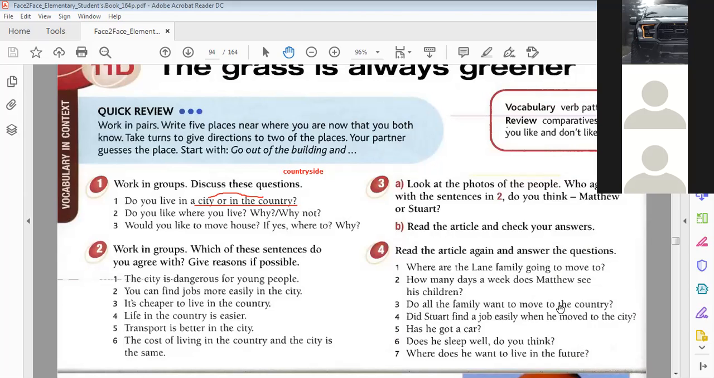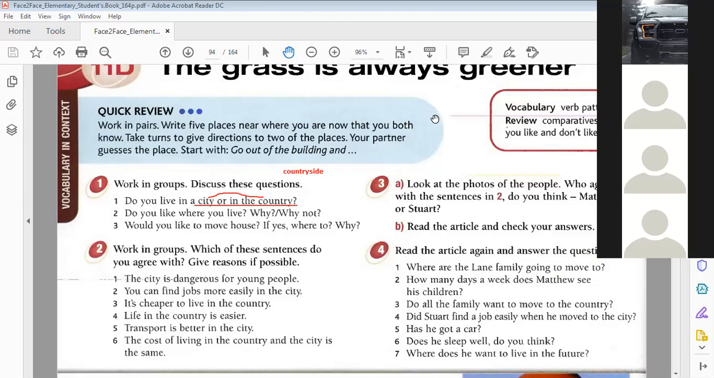Selma, can you read number two? What do you think of number two, Selma? Okay, you can find jobs more easily in the city. I agree. You agree? Okay. Why do you think it's true? Why do you think it's easier to find jobs? Because the city is very big and has a lot of jobs. That's correct. That's true. Okay. Yeah. All right. I agree too.